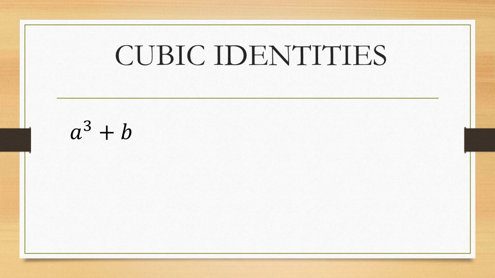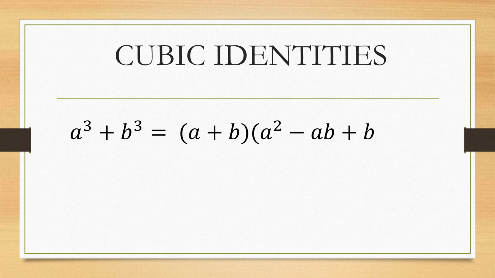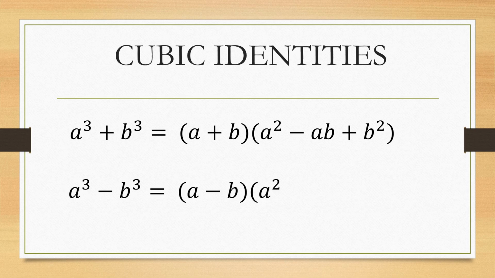First one is a cube plus b cube, which is equal to a plus b in bracket a square minus ab plus b square. And there's one more identity, which is a cube minus b cube is equal to a minus b, a square plus ab plus b square. If you observe these two identities, they are exactly same but their signs are different.